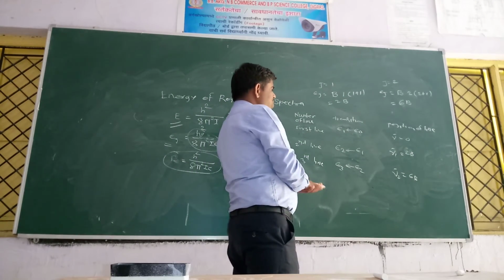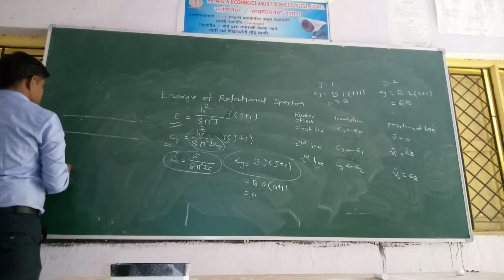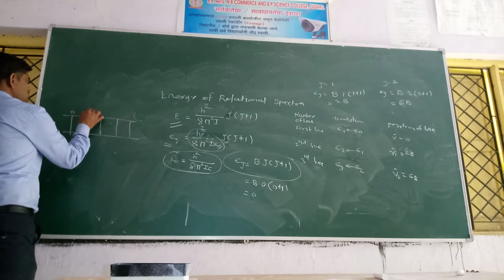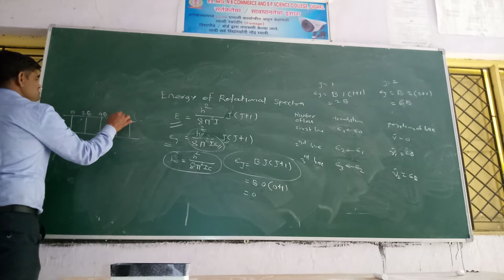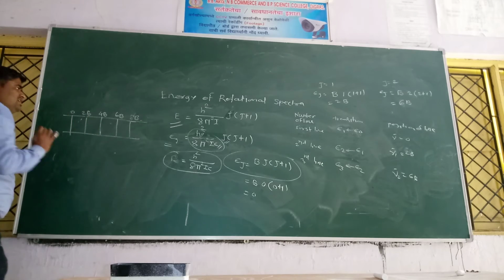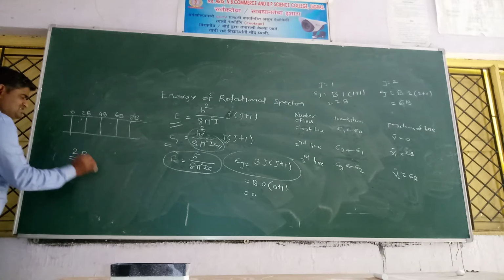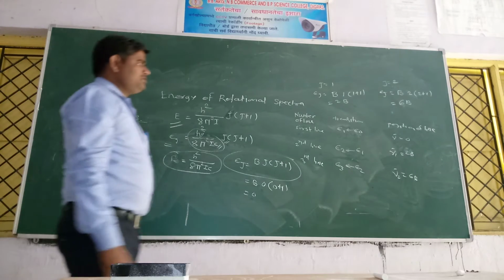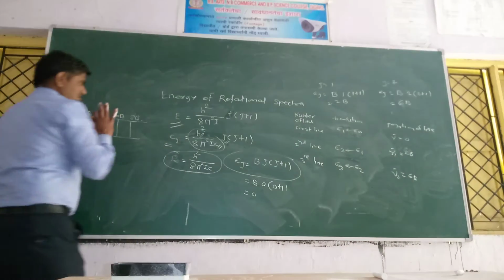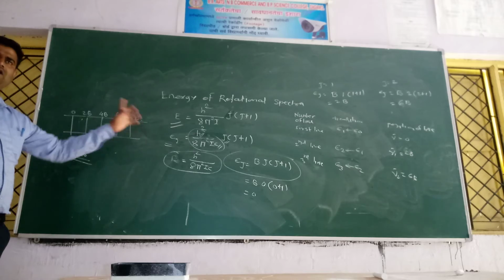The next point is spacing. Rotational lines are equispaced, meaning 0, twice B, 4B, 6B, 8B. It is clear that rotational lines are equispaced with distance twice B. How is it possible? Because the spacing distance between these transitions is twice B.